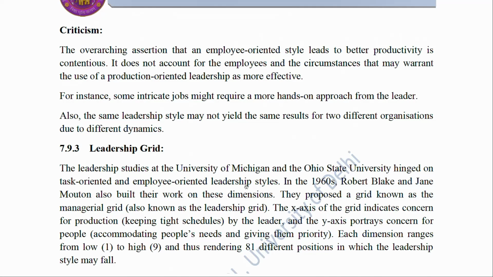Criticism: the overarching assertion that an employee-oriented style leads to better productivity is contentious. It does not account for the employees and the circumstances that may warrant the use of a production-oriented leadership as more effective. For instance, some intricate jobs might require a more hands-on approach from a leader. Also, the same leadership style may not yield the same results for two different organizations due to different dynamics.